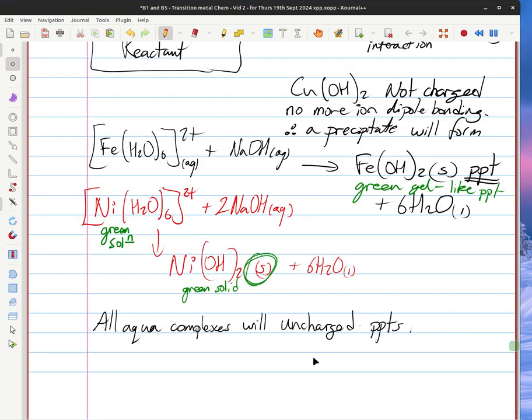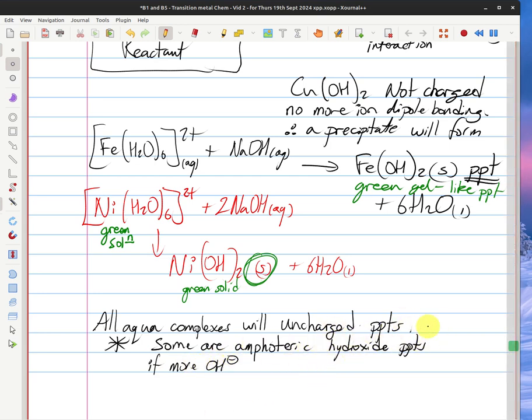Now some of them are amphoteric, and they will actually react even further. We saw this when we did aluminium chemistry a little bit. So let's just have a little star here. Some are amphoteric hydroxide precipitates, which means that if you add more OH minus, then the hydroxide precipitate will react further with hydroxide, and then we'll get a negatively charged complex, and therefore it will dissolve again. So if more NaOH is added, a further reaction takes place.